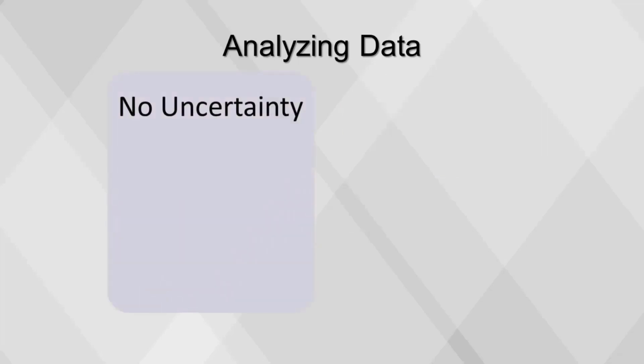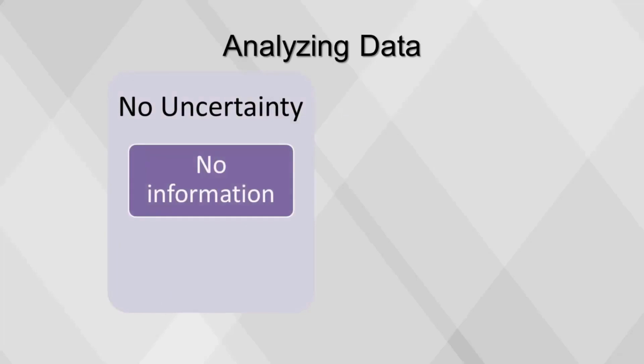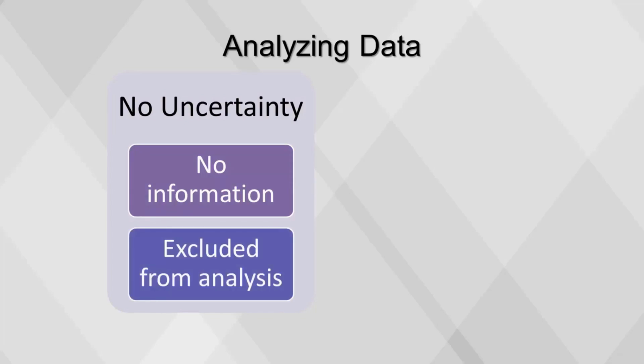If there is no uncertainty for a variable, then there's no information. If we obtained a new observation, we would already know the value of that variable. Typically, variables with only one value are excluded from an analysis at the very beginning.